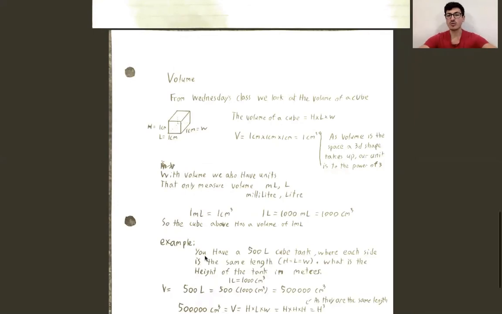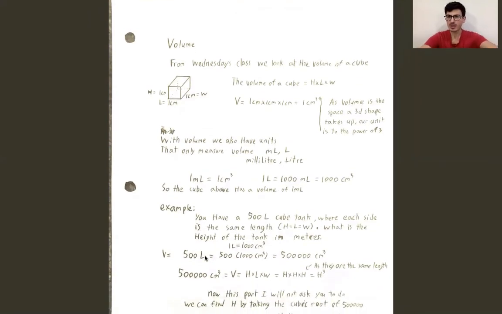Okay, so moving on to volume. So in Wednesday's class, we looked at the volume of a cube or a box. So here I spent as much energy as I possibly could to draw the perfect cube. I think it looks pretty good. The back lines are a little off, but that's okay.